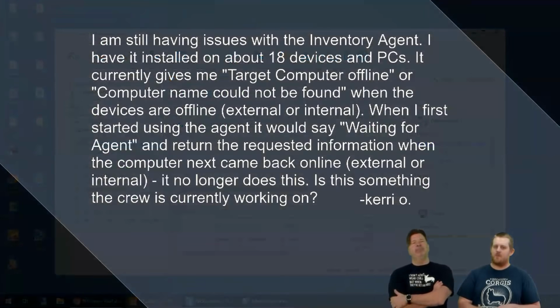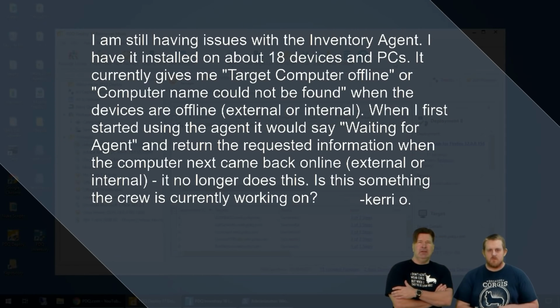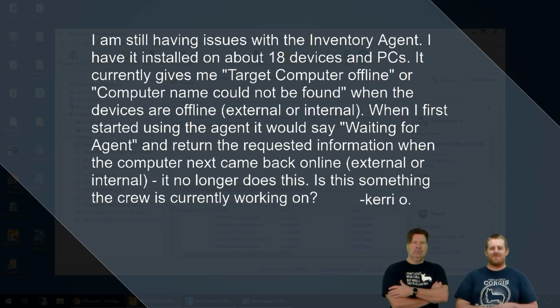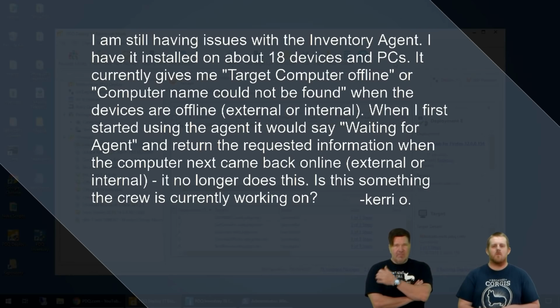Yeah. 2 more questions. This one is a long one. I'm still having issues with the inventory agent. I have it installed on about 18 devices and PCs. It currently gives me target computer offline or computer name could not be found when the devices are offline, external or internal. When I first started using the agent, it would say waiting for agent and return the requested information when the computer next came back online, external or internal. It no longer does this. Is this something the crew is currently working on?